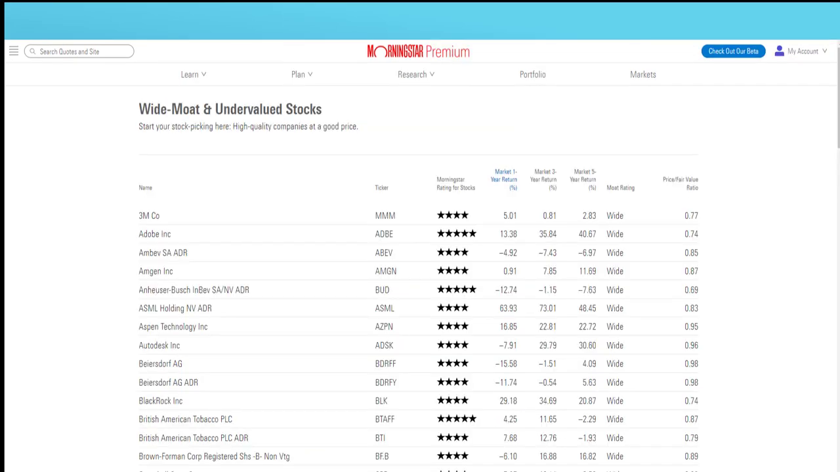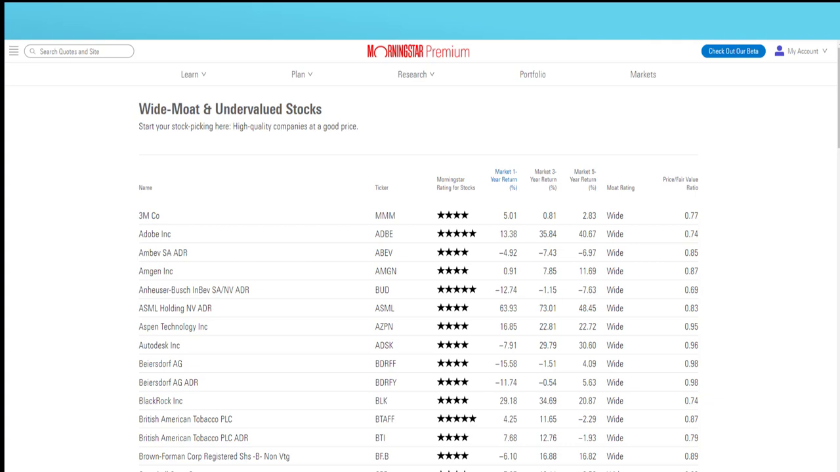And this is the listing that came up. As you can see, this is sorted. If you're familiar with the Morningstar rating system, 5 stars means very undervalued. In other words, the stock is selling for less than its intrinsic value, what Morningstar calls its fair value. 4 stars means it's a little bit undervalued.